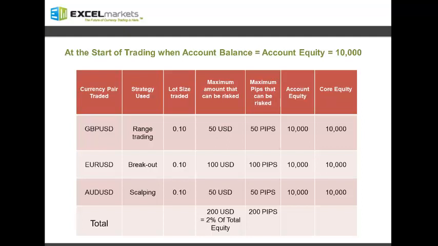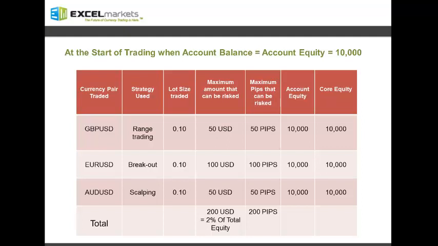I keep the risk percentage which I'm willing to risk for each of these currency pairs as 0.5% for pound dollar, 1% for euro dollar, and 0.5% for Aussie dollar. What this means in terms of the absolute amount is that I'm willing to risk 50 US dollars for pound dollar trades, 100 US dollars on euro dollar trades, and 50 US dollars for the Aussie trades.